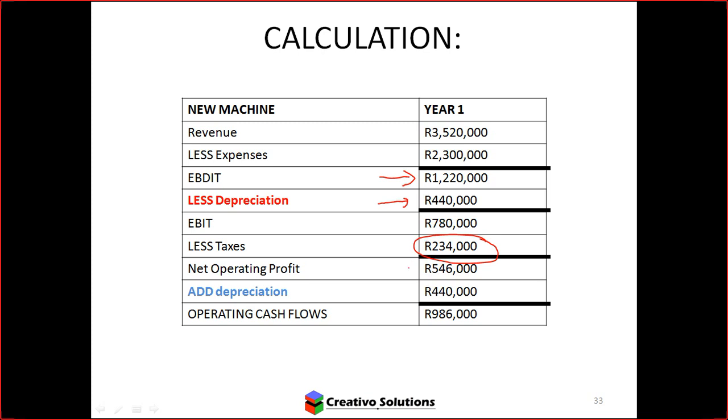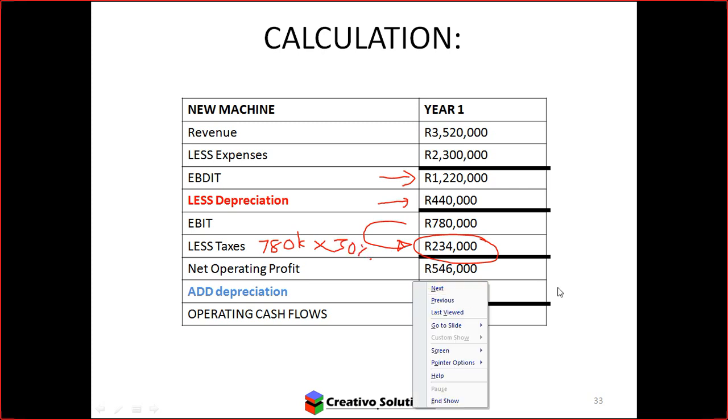All right. And then the 780. So the 780 minus the 30% equals the 234. No, the tax is 234. 780,000 times 30% is the actual tax, which gives you the 234. Correct. That's the tax. Then you minus the tax from your EBIT and you get the operating profit. That's another subtotal.